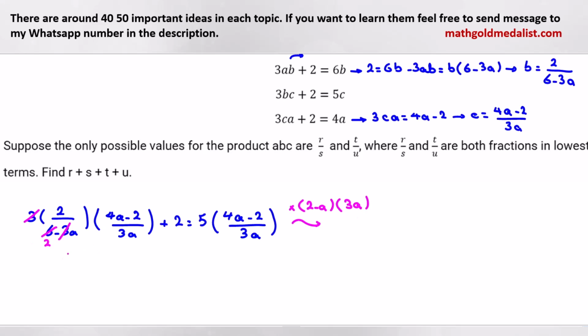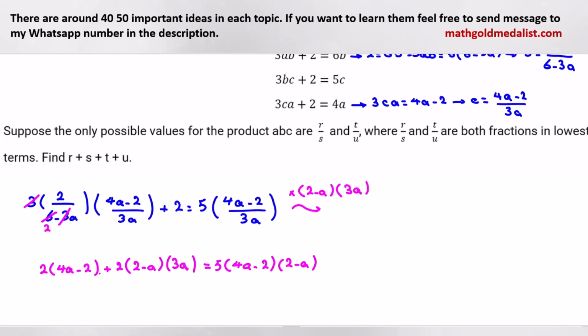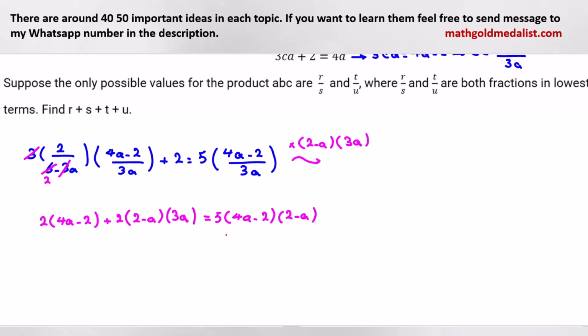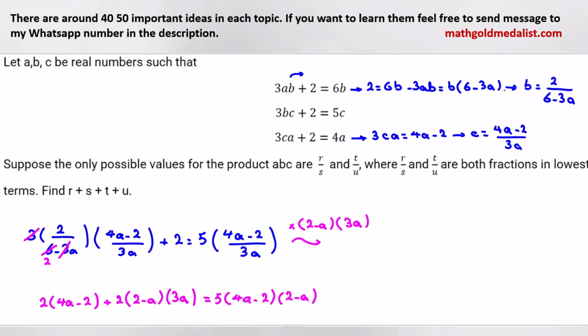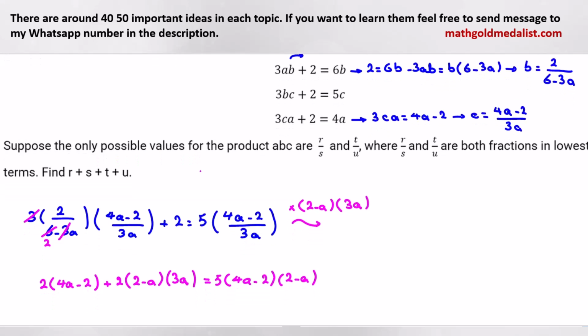Okay, so left hand side will be what? It will be 2 times 4A minus 2 plus 2 times 2 minus A times 3A is equal to 5 times 4A minus 2. 3A will be cancelled, times 2 minus A. Okay, now it is a quadratic equation in terms of A, and we can find A. Then we can find B and C by these two things, and then we can find the product, product ABC.